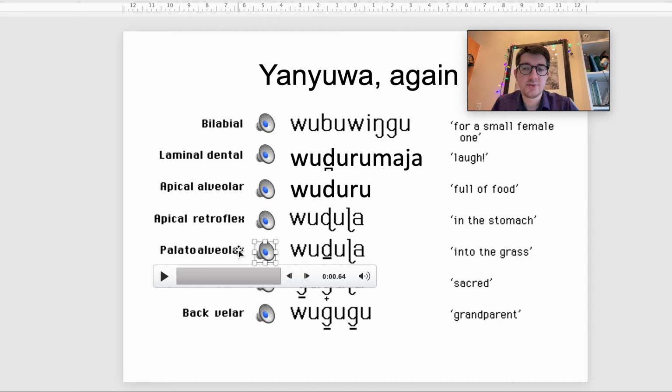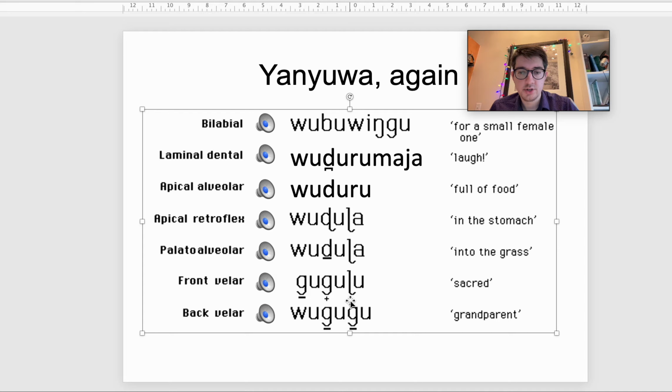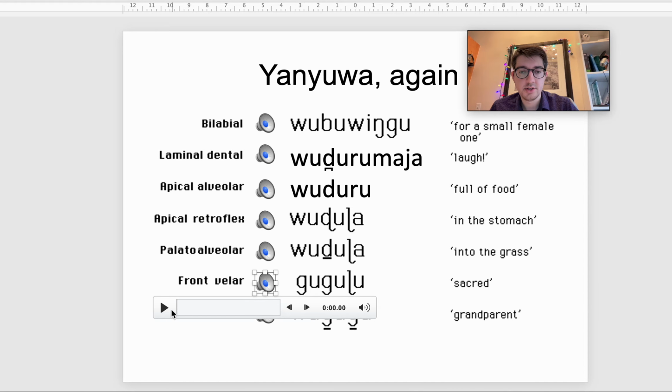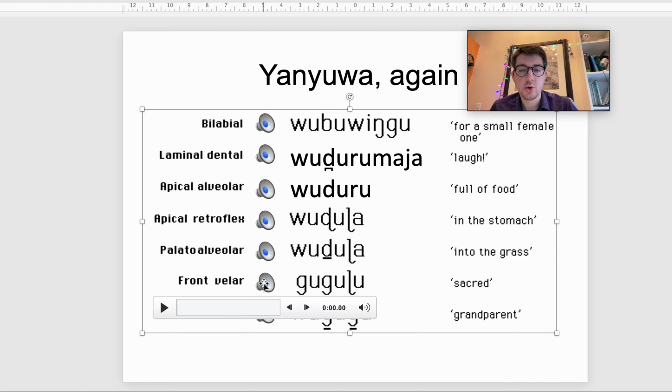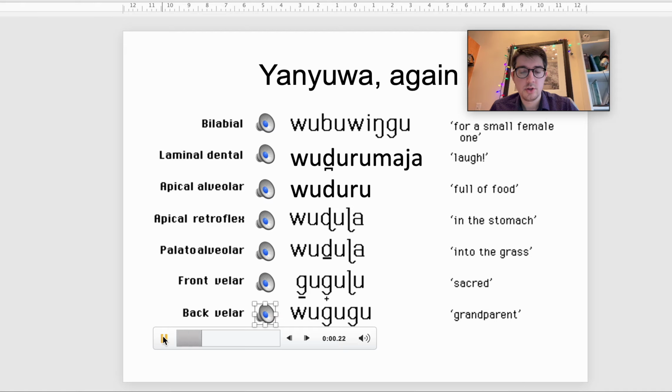This is a palatal. That's why it has this palatalization a little bit. And we have front velar. Kokolo. Gugulu. And also here is a retroflex lateral as well. And back velar. Wokoko. Wogogo. So you notice that this g is different from this g. Kokolo. In the middle. Gugulu. Wokoko. Right.